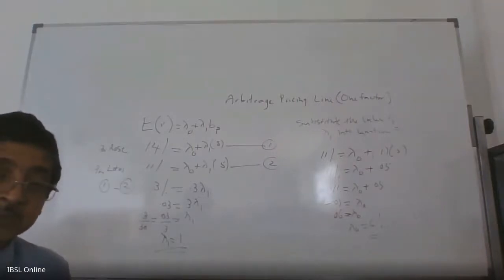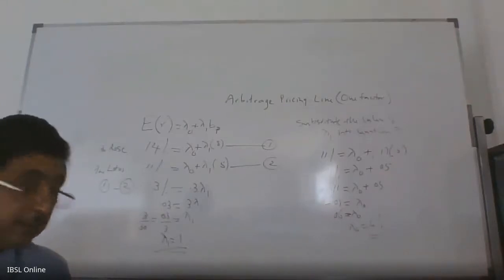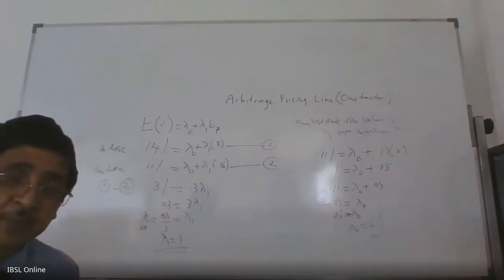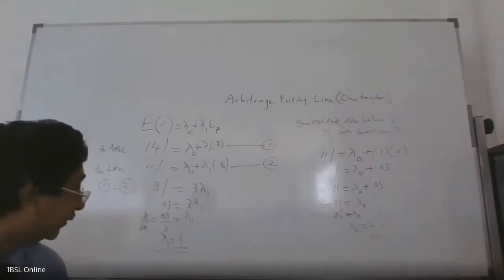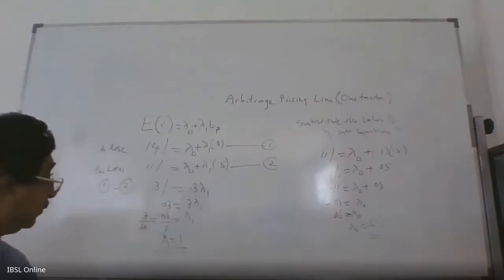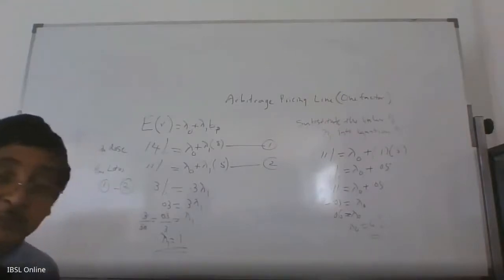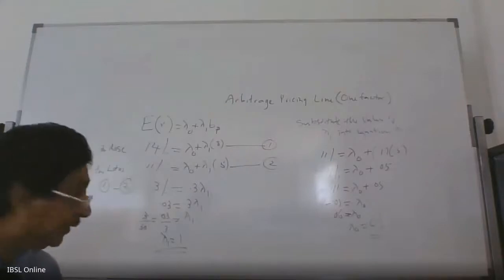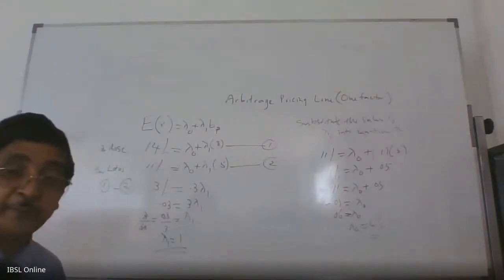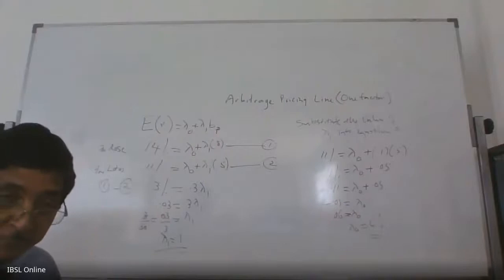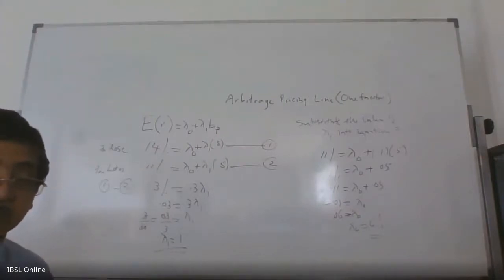Since the question gives the details with regard to the ER and BP, I took the first one as Rose. It says ER of Rose is 14% and BP of Rose is 0.8. So I put the values: 14% is equal to lambda 0 plus lambda 1 into 0.8. Then I go to the second one, that is Lotus. Lotus has an equilibrium return of 11%. 11% is equal to lambda 0 plus lambda 1 into 0.5. So these are the two equations, and we call them number 1 and number 2.